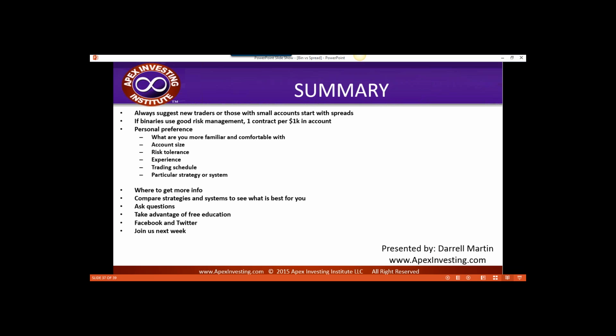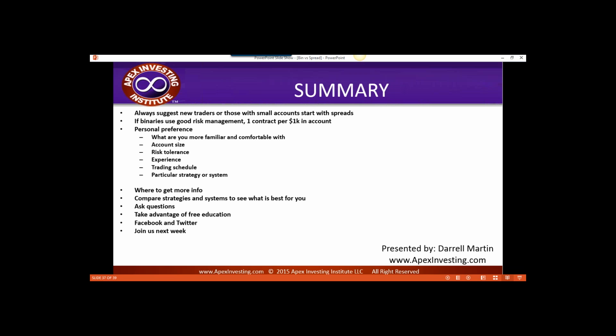All right. If you're gonna do binaries, use good risk management. Don't be going and buying crazy binaries just because you like the price. Don't be going and buying tons and tons of them. Maybe limit yourself to one contract per $1,000 in your account. If you got $1,000 in your account, maybe don't do more than one binary contract at a time. If you got $1,000 in your account, don't be buying 5 $85 binaries at a time. You know what I mean?